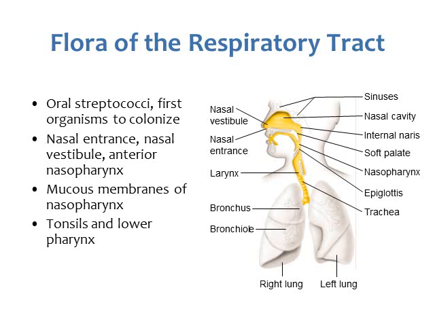In our respiratory tract, so the nasal cavity, in our larynx, in the oral cavity, we have oral streptococci. This is the first organism to colonize the nasal cavity and the oral cavity. We have the nasal entrance, the nasal vestibule, the anterior part of the nasal cavity. The mucous membranes have normal flora in them. Tonsils and the lower pharynx also have lots of bacteria that live there.